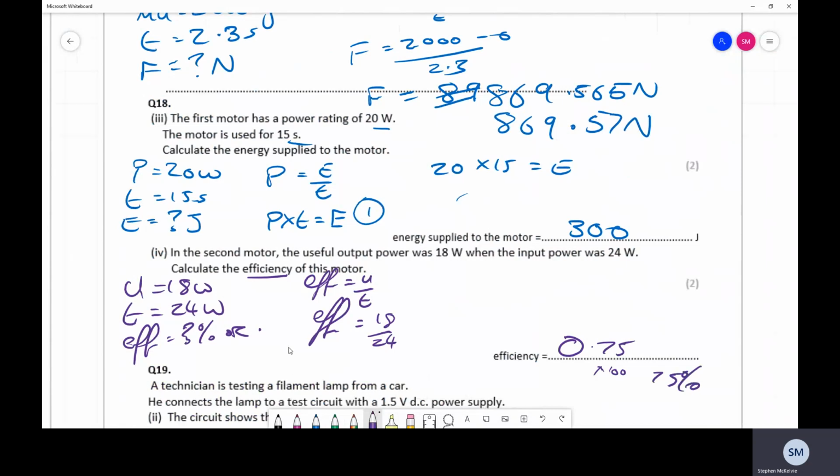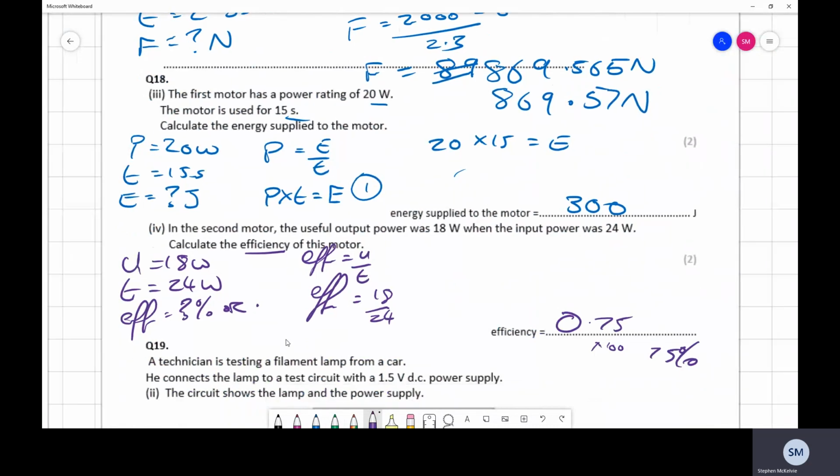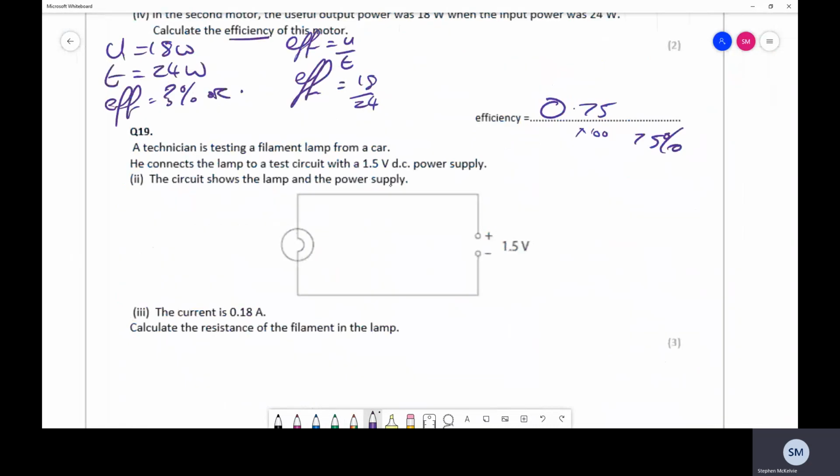A technician is testing a filament lamp from a car. He connects the lamp to a test circuit with a 1.5 volt DC power supply. As we can see there, the circuit shows a lamp and the power supply. The current is 0.18 amps. So if I had an ammeter here, it would say 0.18 amps. Calculate the resistance of the filament lamp. The voltage is 1.5 volts.